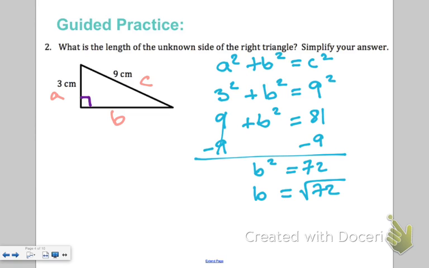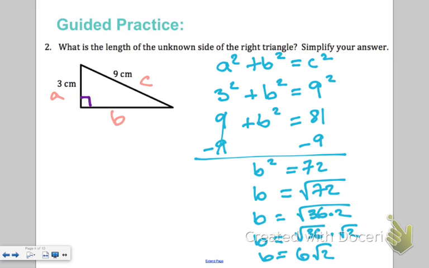So 72 is not a perfect square number, but again, the problem is asking us to simplify our answer, so we're not putting it in and rounding to a decimal value. We're going to rewrite 72 as the product of 2 numbers, where one of them is a perfect square. So in this case, it's 36 times 2, the square root of 36 times the square root of 2 gives us 6 radical 2. Okay, so the square root of 72 in simplest form is 6 radical 2.